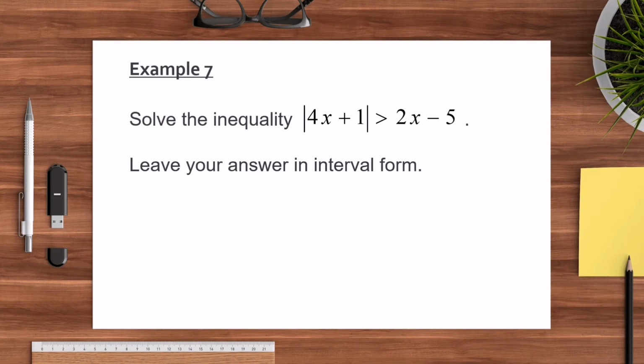Now we continue with example 7. Solve the inequality absolute value 4x plus 1 more than 2x minus 5. Leave your answer in interval form.